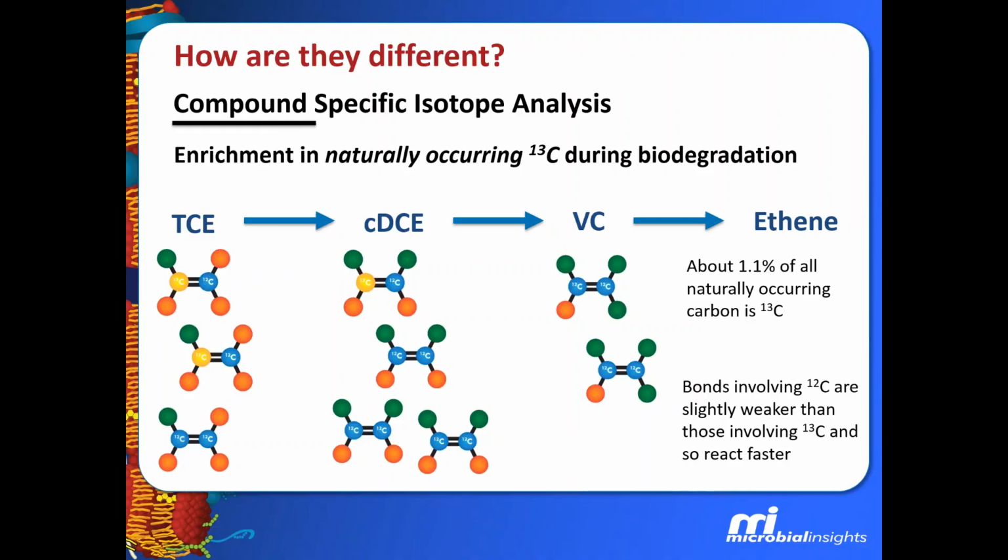Now, when that contaminant undergoes biodegradation, it's a well-known fact that bonds that involve carbon-12, which is the most abundant source of carbon, are slightly weaker than bonds that involve carbon-13. So those bonds involving carbon-12 react faster. So the net result is that during biodegradation, carbon-13 is enriched or accumulates in the undegraded contaminant. So what we're looking for here are changes in CSIA, changes in the carbon-13 content of a pool of contaminant in a contaminated environment.